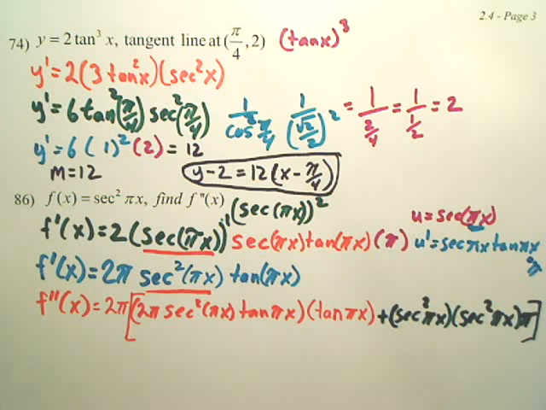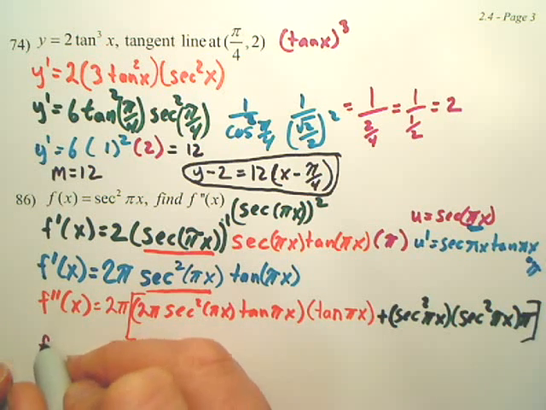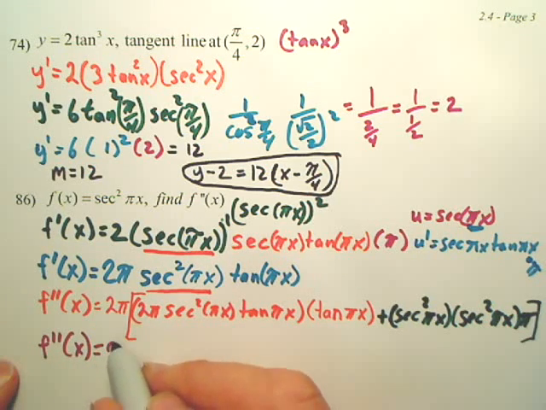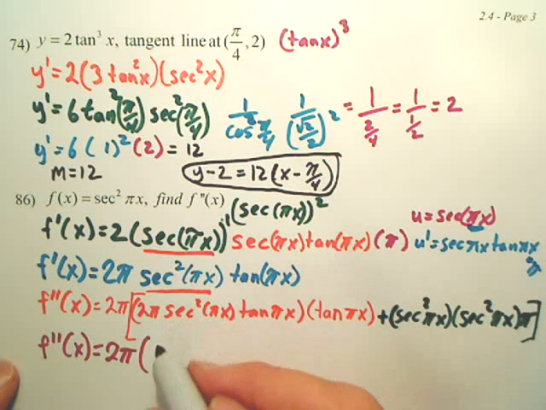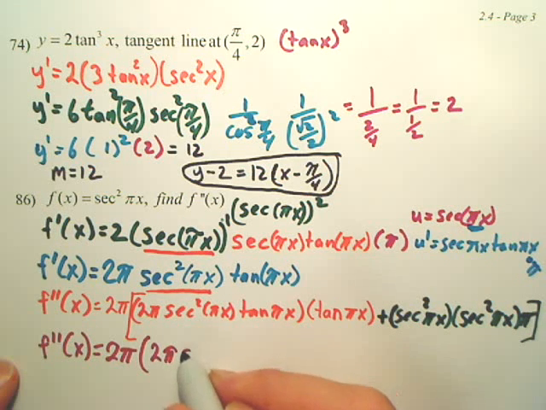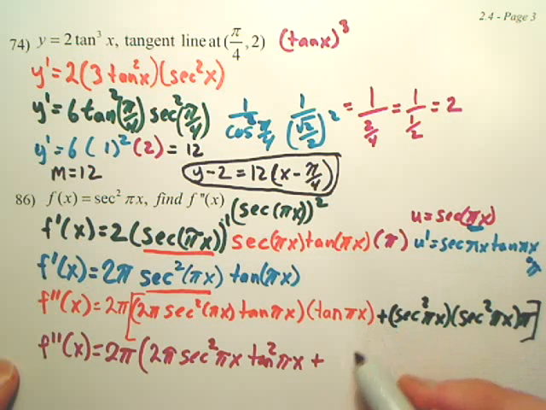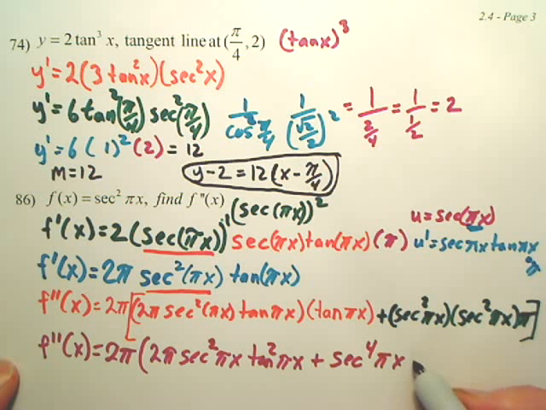And let's simplify this down. It looks like I'm going to leave the 2 pi here for a second. I'm going to bring this together. It looks like I have 2 pi secant squared pi x, and it looks like I have a tangent squared pi x, plus here it looks like I have secant fourth, and then times pi.